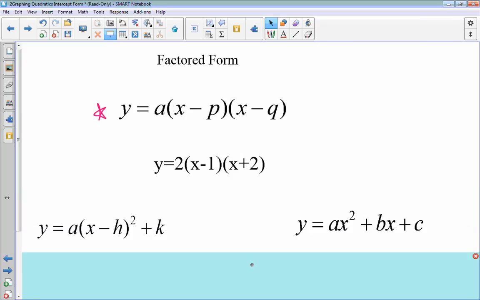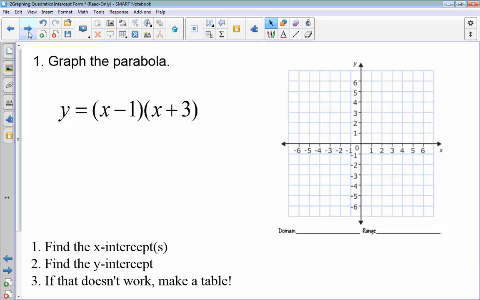Before this, we knew vertex form, which is the a times x minus h squared plus k, and standard form, ax squared plus bx plus c. So let's go ahead and graph it. So here we have a very simple factored form of a quadratic, x minus 1 and x plus 3.